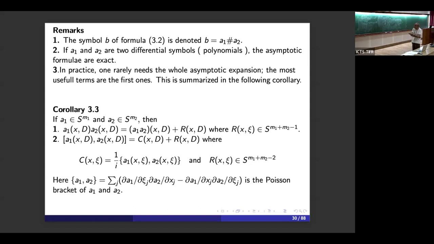If A1, A2 are respectively in the classes of symbols S^M1 and S^M2, the composition is the product of the two symbols, A1 A2 of X D, plus a remainder, which is also a pseudo-differential operator, but in the class M1 plus M2 minus one. You gain one derivative. This operator is better than this one because it derives one time less. The bracket A1 bracket A2 is equal to C of X D plus a remainder, where C is the symbol given by the Poisson bracket. We will use this formula. It is really crucial. And R has a gain of two derivatives.